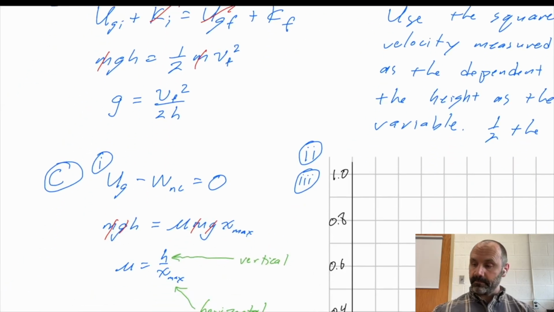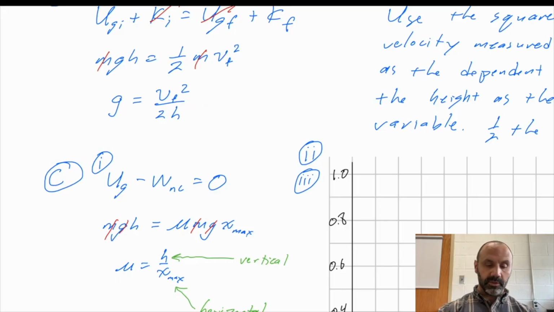Part C asks now, we've got a new scenario, and they give us some data. In this case now, the block lands on a friction surface and it comes to a stop. Okay, so we're in conservation of energy mode. And so we're always thinking, what am I going to use? Conservation of energy? Am I going to use dynamics? Am I going to use momentum? Here we're continuing our thought using conservation of energy.